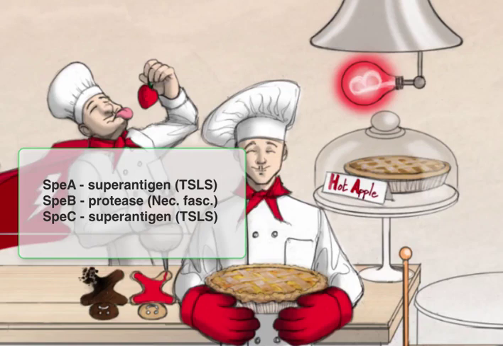SPE-A and SPE-C are superantigen toxins that cause scarlet fever and TSLS. The SPE-B is a protease that causes necrotizing fasciitis. To make this easy, all you need to remember is that the B causes necrotizing fasciitis, and by elimination, A and C cause the other 2 syndromes.